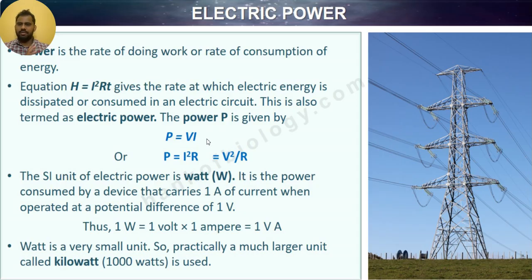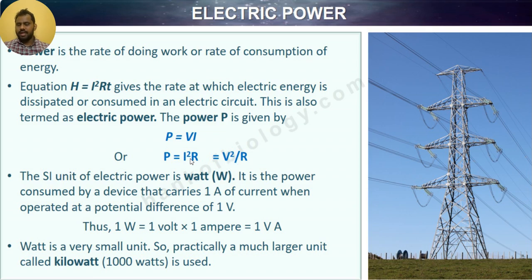We are all familiar with this formula. P is equal to VI, voltage into current, or P is equal to I square R. Where is this I square coming from? Instead of V, they have used Ohm's law. R is V by I, so V is IR. IR comes here. So I square R.